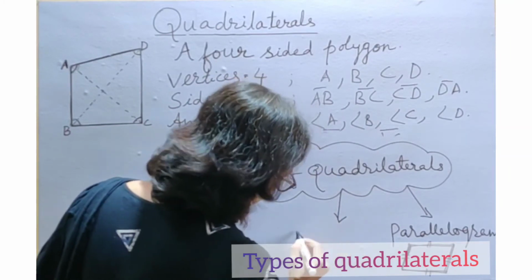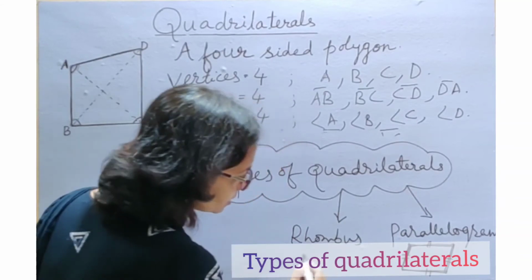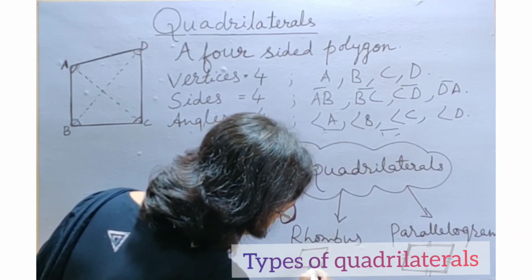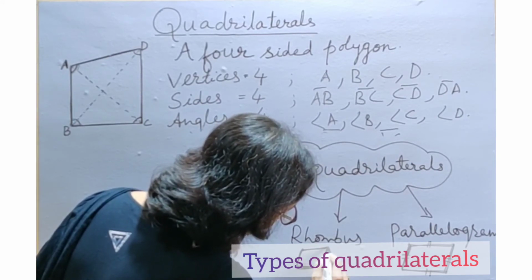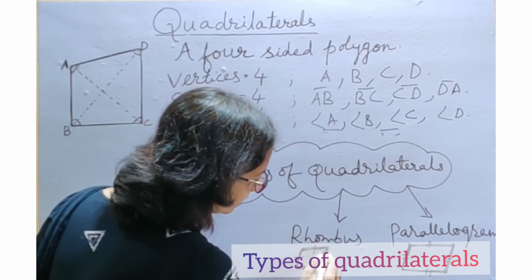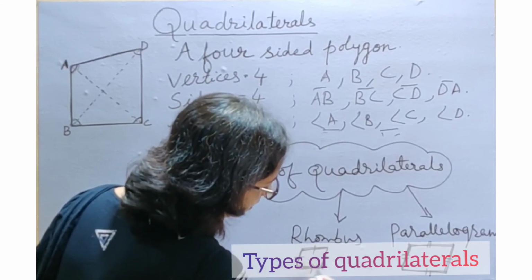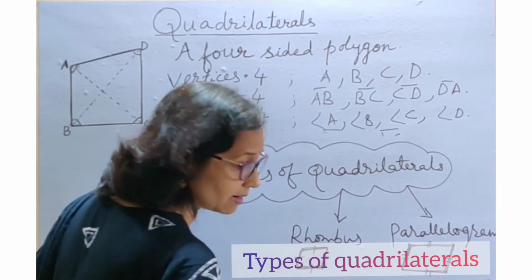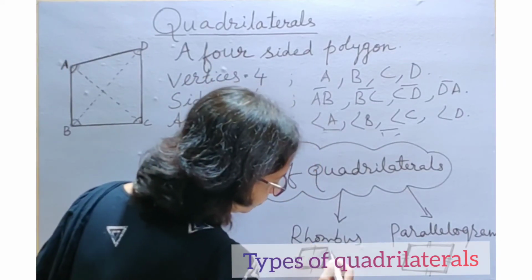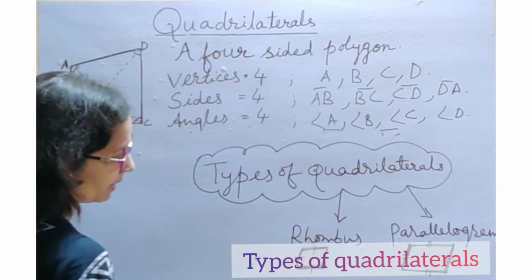Next, rhombus. Now what is a rhombus? A rhombus looks like a diamond shape, whose all four sides are equal in length. Also its opposite angles are equal, and it has two pairs of parallel opposite sides.